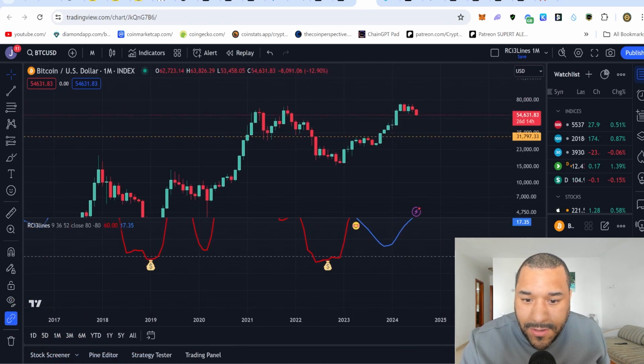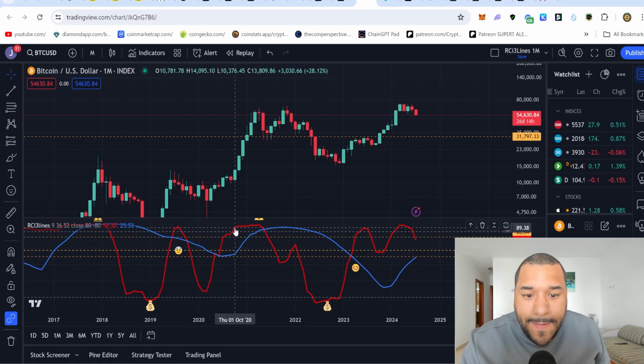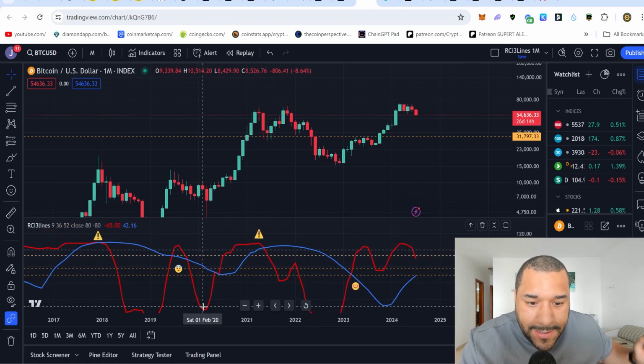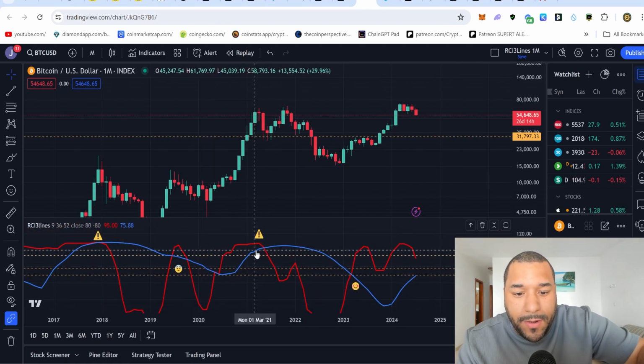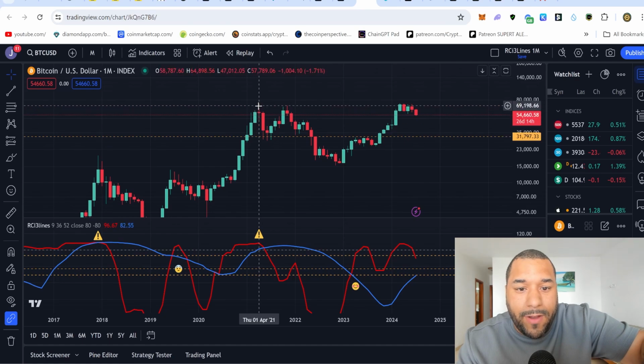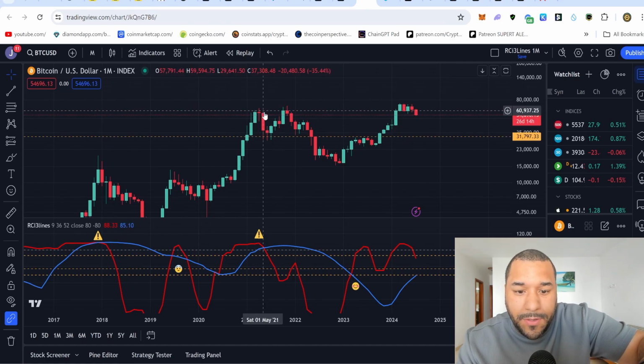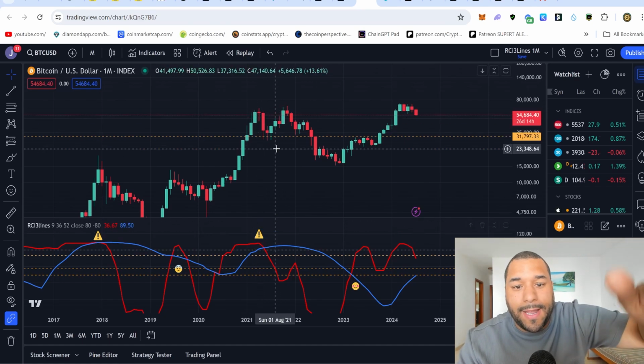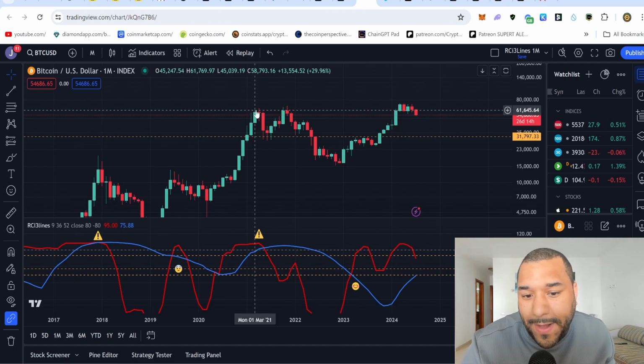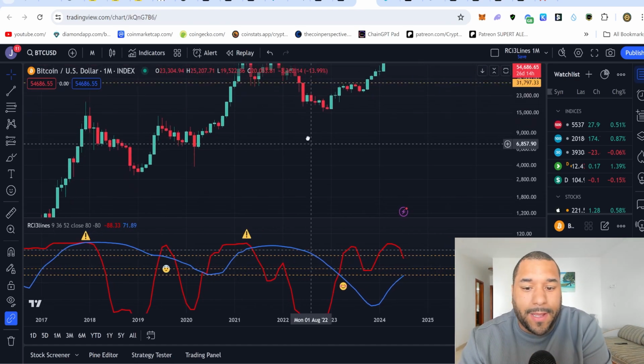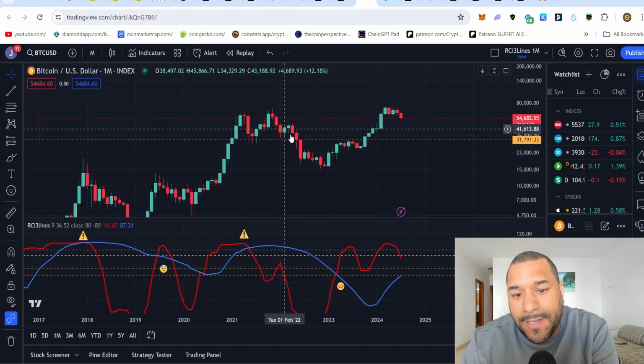Let's just bring this down so you can have a look at the RCI 3 lines. So look, 2018 cycle goes up, the blue line crosses with the red line, top of the cycle right here, right? These two candles. I put a warning sign, that's the top. Price action is about to get ugly. We come down here, look, we see a massive sell-off.